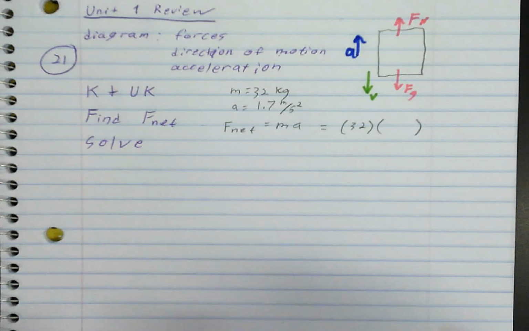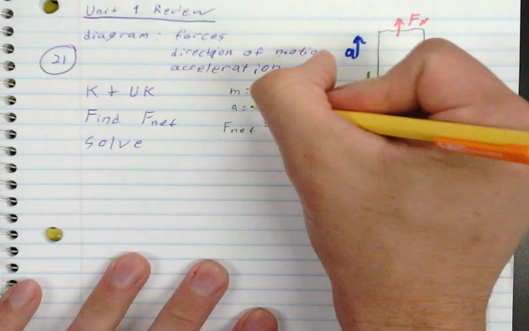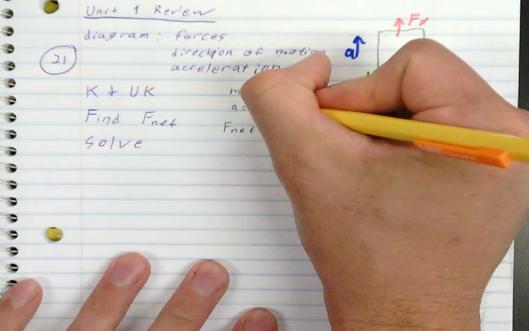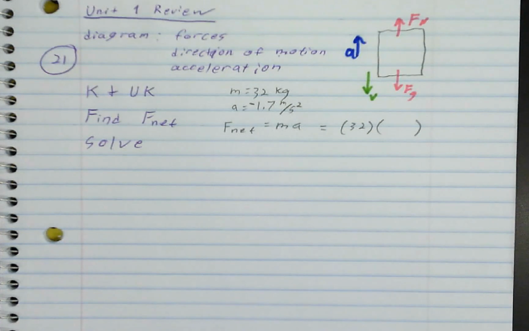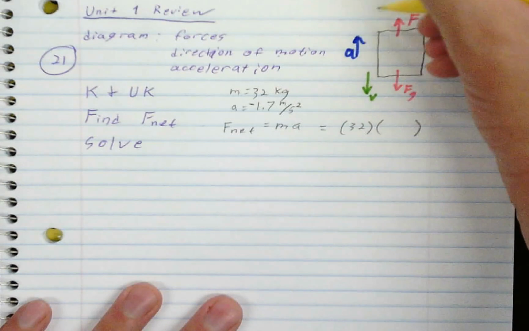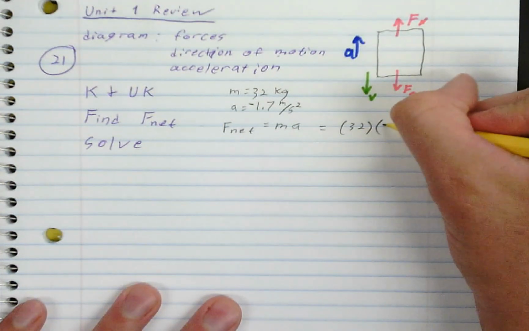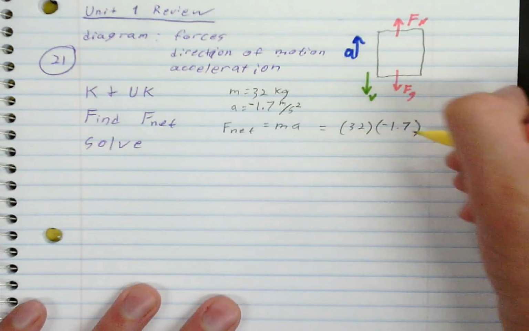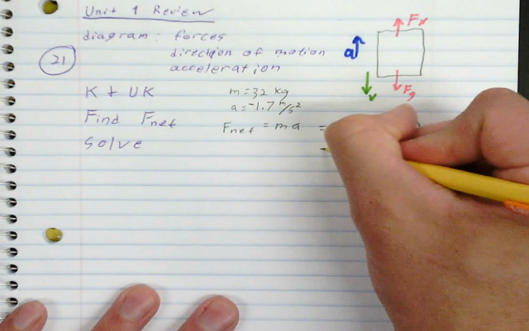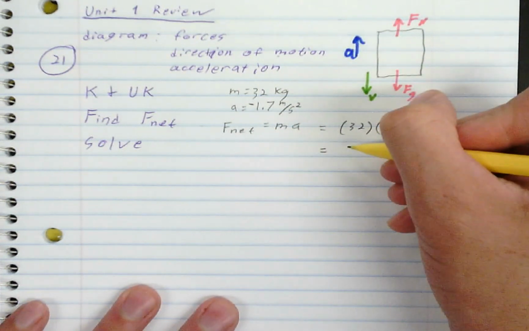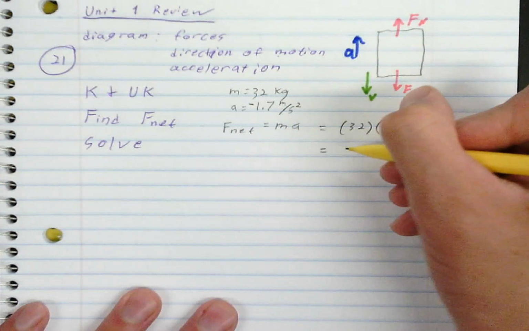So that means my acceleration is not 1.7. It's negative 1.7 because it's in the opposite direction of the elevator's motion. Elevator is going down, acceleration is up. So this would be negative 1.7. And when you multiply that, it was, what, negative 54.4? Is that what you all are getting? Okay.